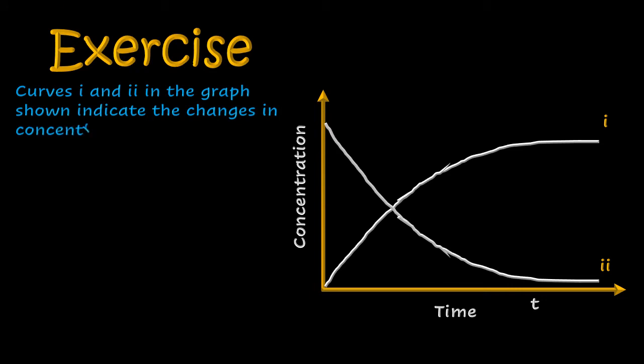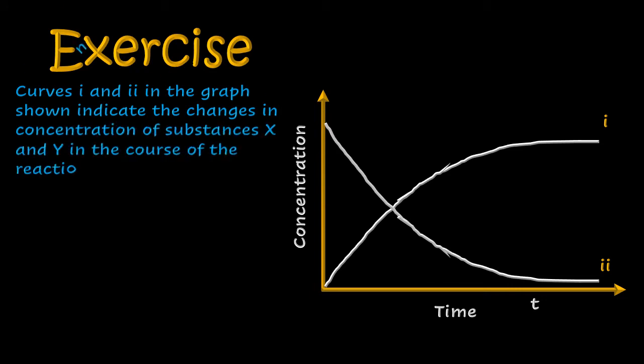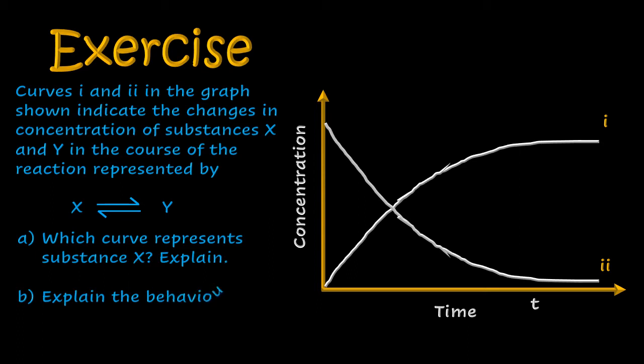we were looking at curves 1 and 2, given in the graph, and it is a representation of the reaction shown by the equation of X and Y. The questions were, which curve represents substance X? And you're asked to explain the reason for your answer. And the second question is, explain the behavior of curves 1 and 2 at a time t.